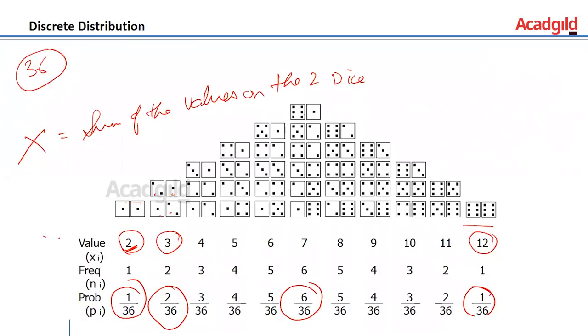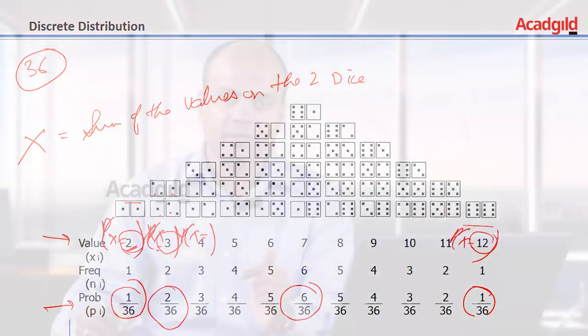So this first line combined with the last line gives me the probability distribution function. Probability X equal to 2 is 1 by 36. Probability uppercase X equal to 3 is 2 by 36. Probability X equal to 4 is 3 by 36. Probability X equal to 12 is 1 by 36. So we now know the probability distribution function of this random variable.